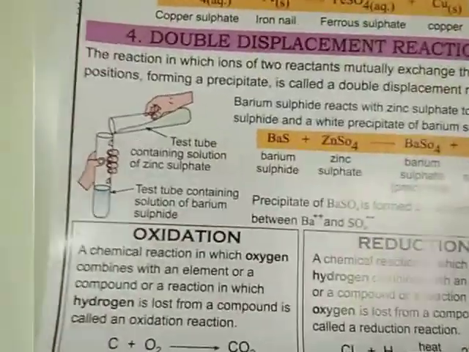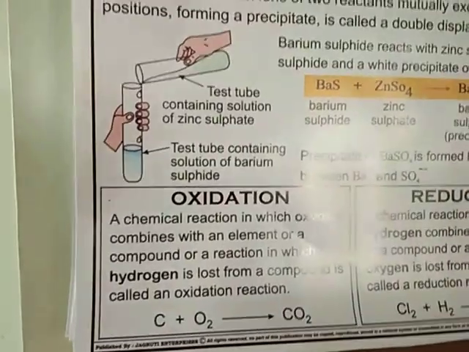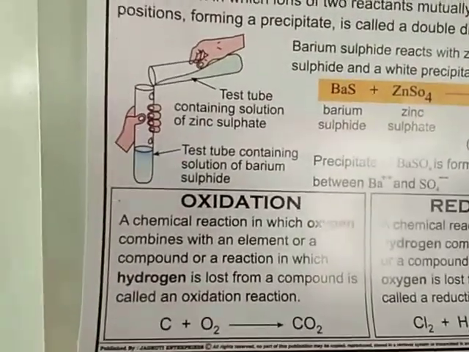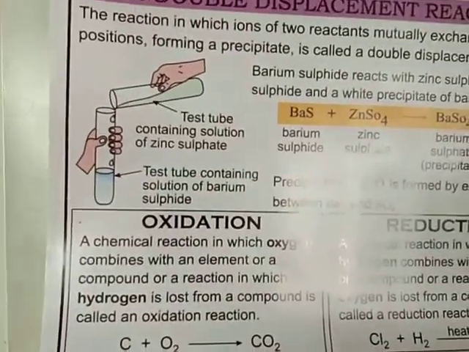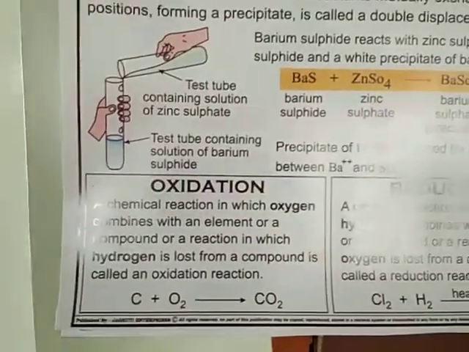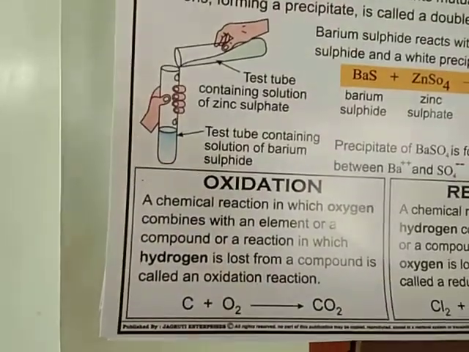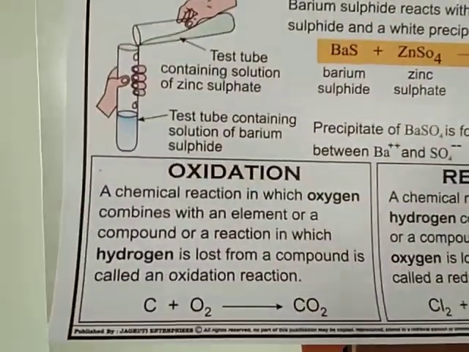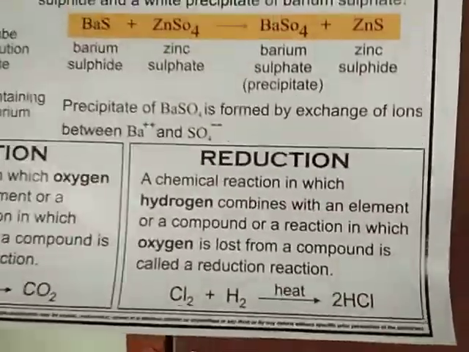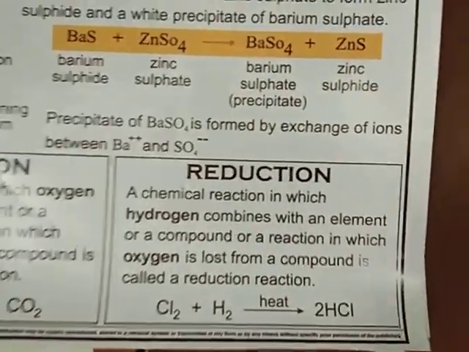Then what is oxidation and what is reduction? A chemical reaction in which oxygen combines with an element or a compound, or a reaction in which hydrogen is lost from the compound, is called an oxidation reaction. Here hydrogen is lost in an oxidation reaction, and in a reduction reaction hydrogen combines with an element and oxygen is lost. C plus O2 gives CO2 and Cl2 plus H2 gives 2 HCl.